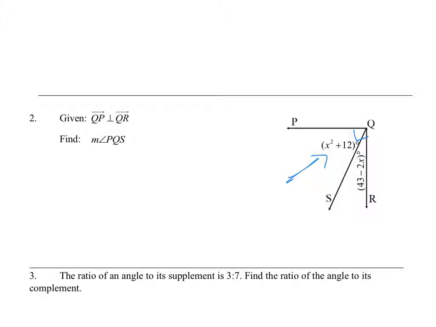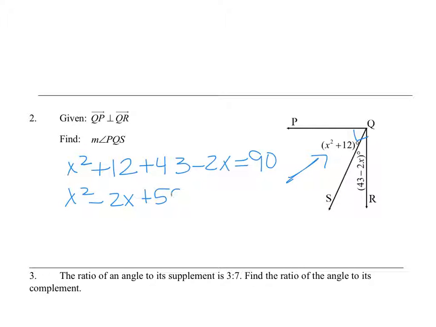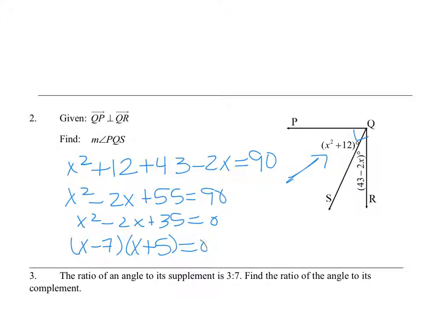So if we have a right angle, it's probably pretty obvious that the sum of those two expressions for the angles is going to be 90 degrees. Okay, so simplify here: x squared minus 2x plus 55 equals 90. If we set equal to 0 and factor, this is a quadratic with factors x minus 7 and x plus 5 equals 0, we get values of either 7 or negative 5 for x.